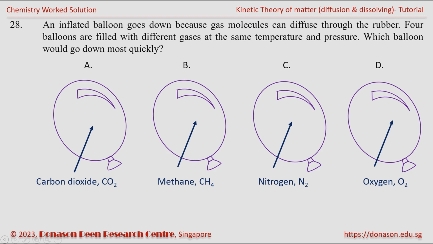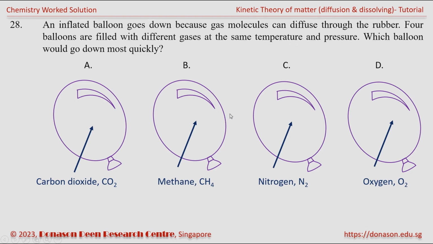An inflated balloon goes down because gas molecules can diffuse through the rubber. So there are 4 balloons here. The first one is filled with carbon dioxide, and then the second one is with methane, nitrogen and oxygen respectively, and they are all filled with different gases. And these gas molecules can diffuse through the rubber, right?